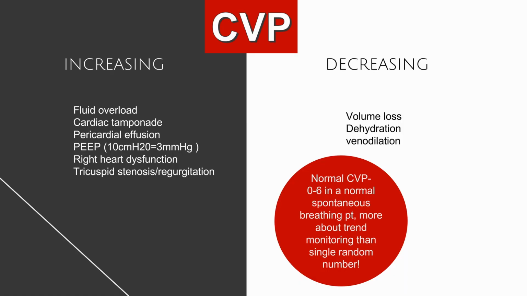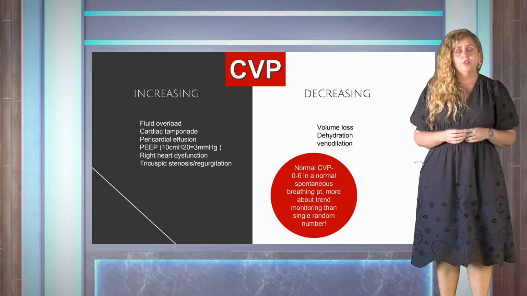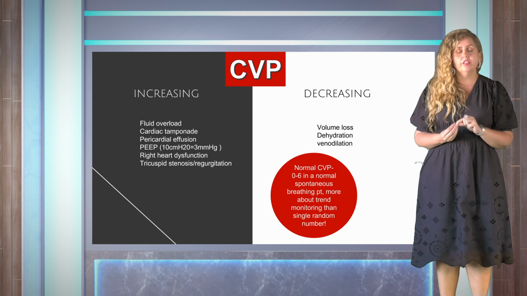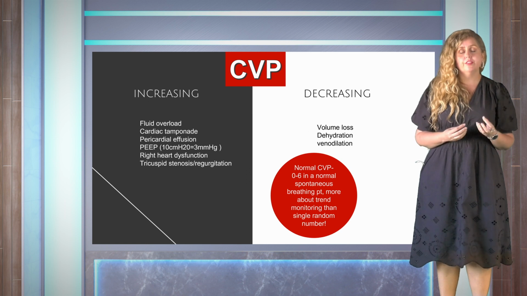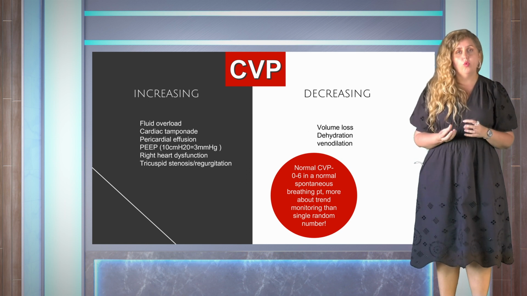Let's have a look at some of the factors that increase or decrease our CVP value. So remember, we are now measuring at the distal end of the CVP. It's sitting in our superior vena cava close to the right atrium. So we're measuring the pressure on the right side of the heart. And most of the time, an increase or decrease is caused by too much fluid or too little.